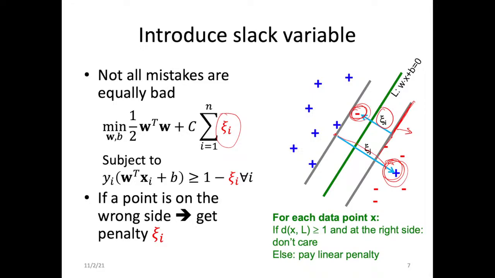For all the data points that are on the right side of the hyperplane, their xi are exactly 0. That means for the correctly predicted instances, there's no error. But for the incorrectly predicted instances, their error is proportional to their distance to the right side. So our constraint becomes: yi multiplied by this has to be larger or equal to 1 minus xi.